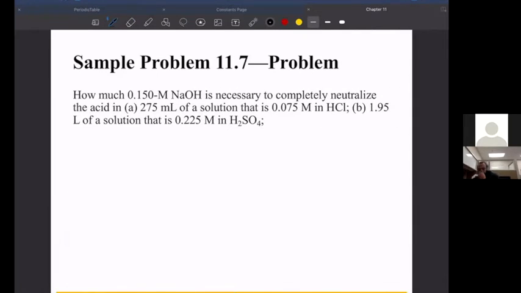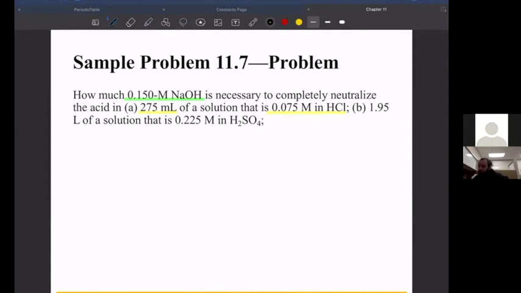Okay, so let's do some more solution problems. So that would have been a precipitation problem. Another common solution problem is acid-base reactions, and we talked about those as well last chapter. Those also occur in solution. So I'm going to try to figure out how much of a 0.150 molar solution of sodium hydroxide is necessary to neutralize an acid. In the first example, we're going to do 275 milliliters of a 0.075 molar solution of HCl.